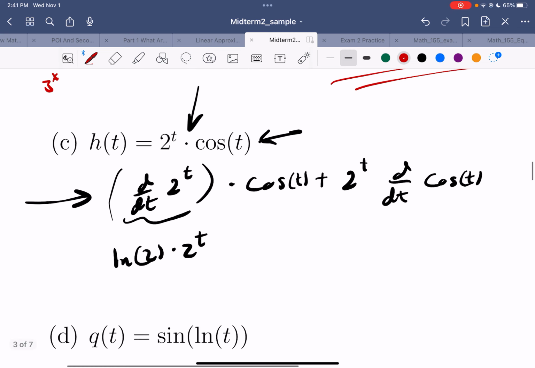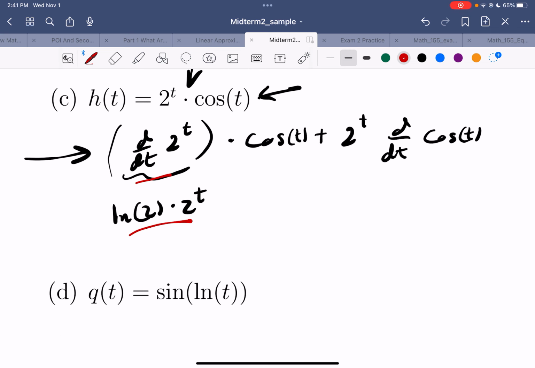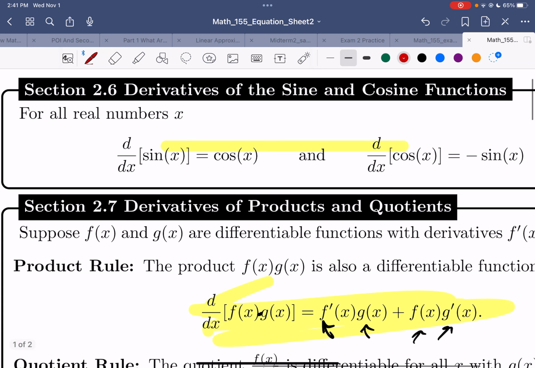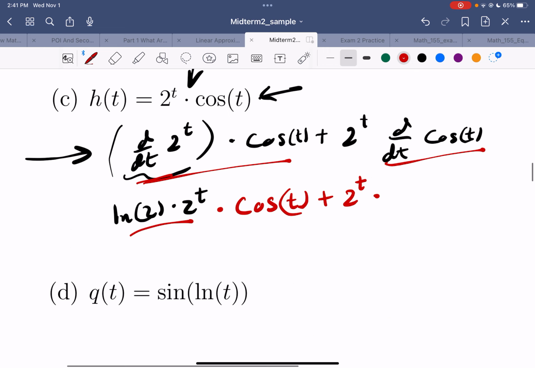All right, so here we go. We've done that derivative. So now I multiply it by cosine of t. I've done all of this now, plus 2t. And I need that derivative of cosine. And hey, you know what? Remember, it's right here, negative sign. All right, sweet. So times negative sine t.